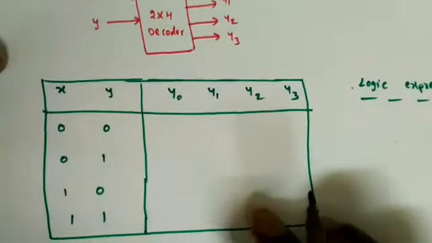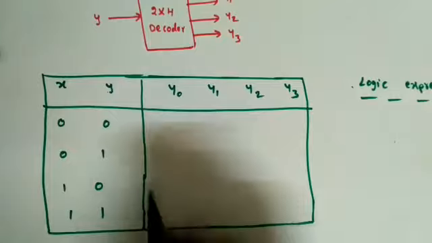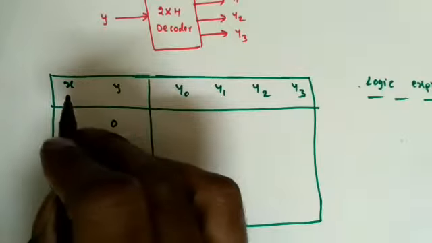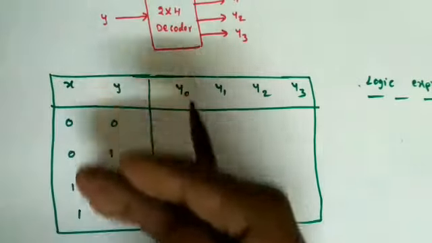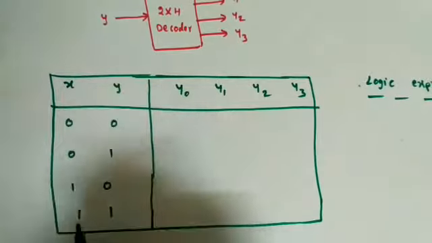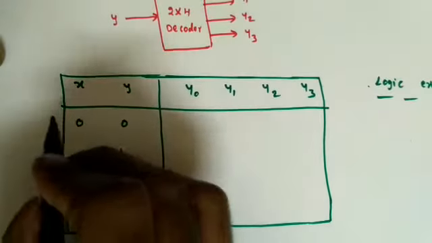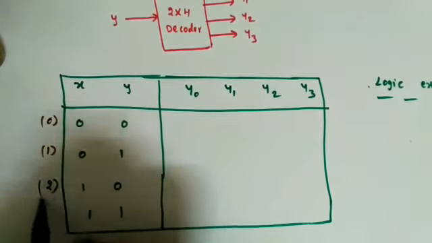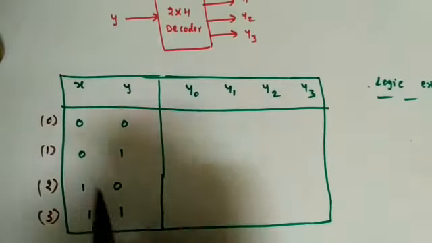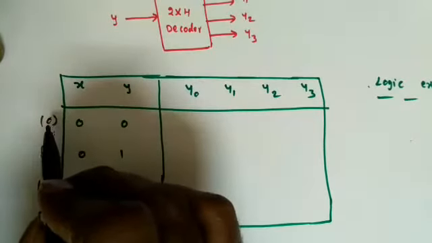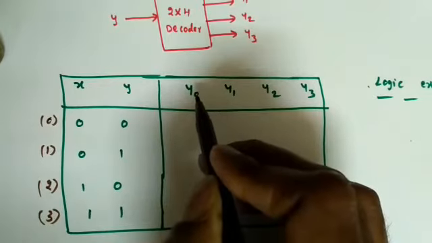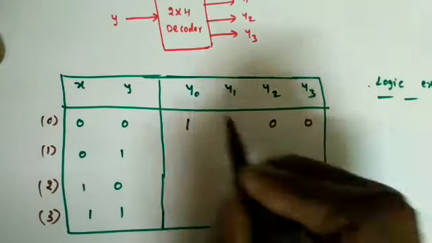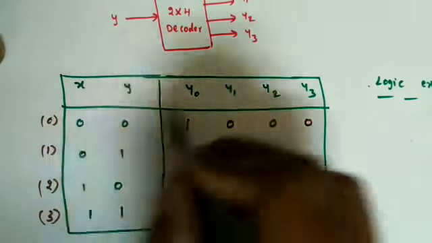Now, what is the uniqueness we need to give here? There should be some uniqueness to the outputs. With two inputs, how many combinations will there be? Four combinations, 00 to 11. We assign the equivalent decimal number: this is 0, this is 1, this is 2, and this is 3. For decimal 0, give the subscript 0 the high value and the remaining all 0, so the decimal is matching.